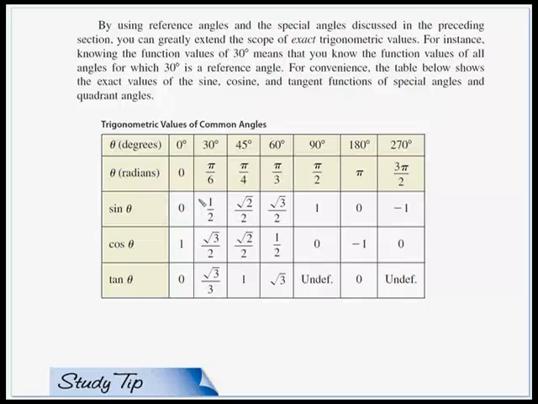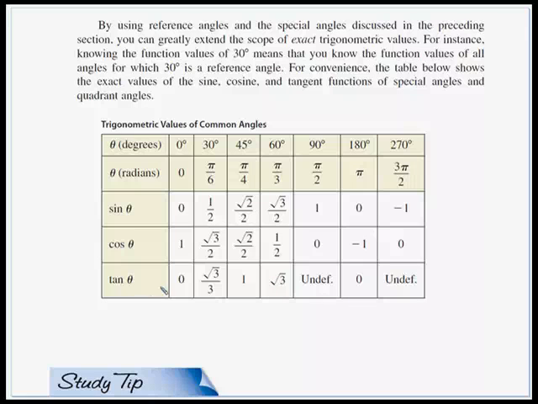So here are sine values. Sine values start small at 0, and then we move up: 1/2, the square root of 2 over 2, the square root of 3 over 2, 1, 0, negative 1. And then the cosine values: 1, and then we sort of count down here, the square root of 3 over 2, square root of 2 over 2, 1 half, 0, negative 1, 0.